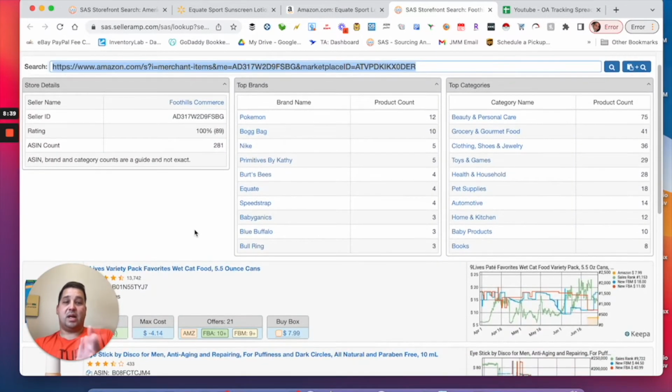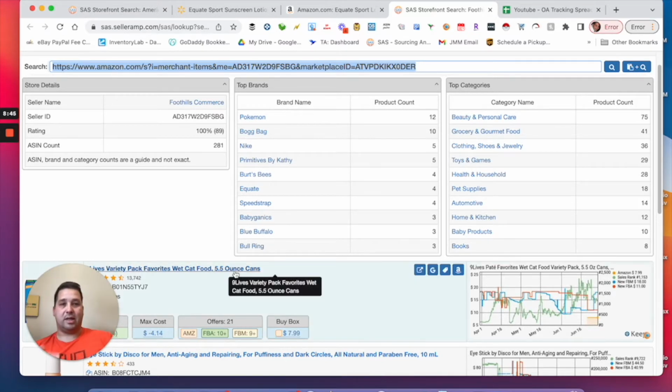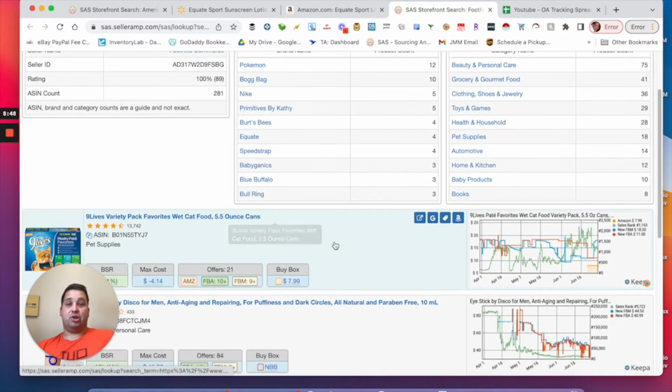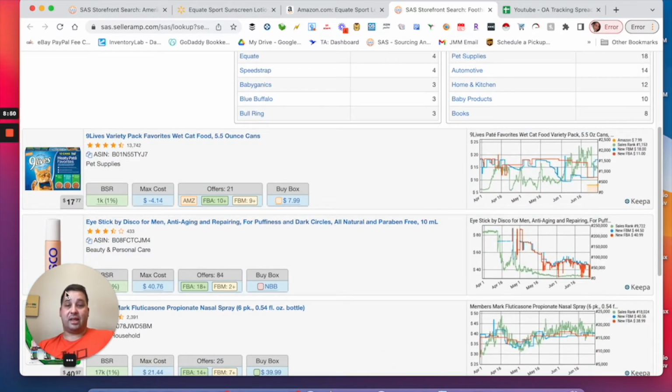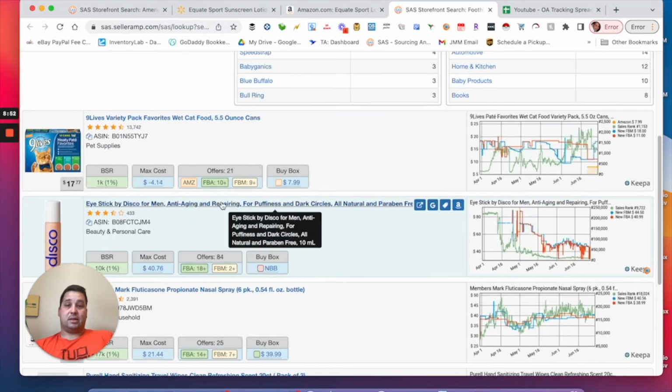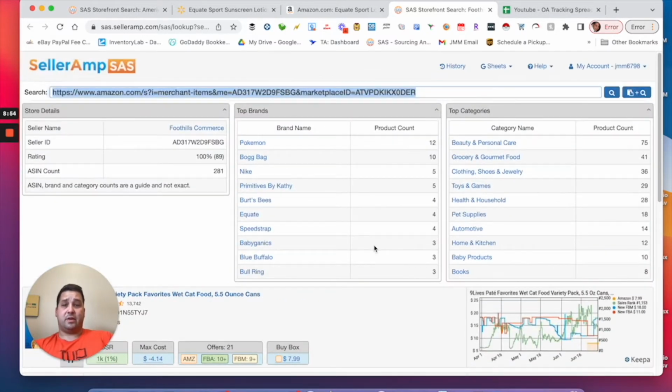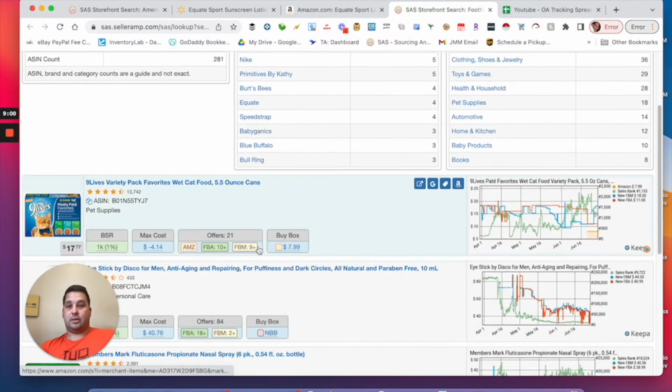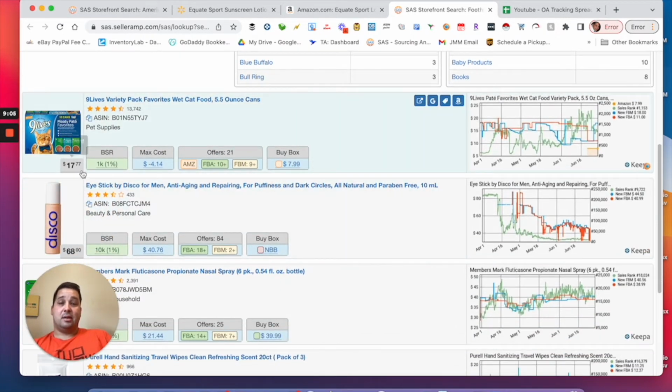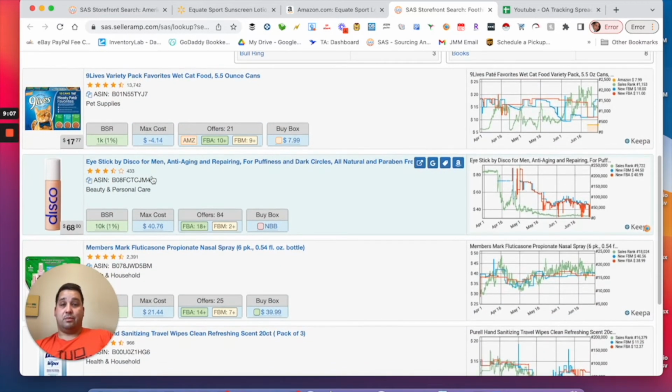So the important part of this is you kind of want to go quickly. You want to go quickly, but you also kind of want to take your time and make sure you are seeing everything that you need to. So in here, this is basically reverse searching. This is their store, Foothills Commerce. Yeah, there's really nothing to do about this. But this is what they're selling. So this is a breakdown here. This is the current Amazon buy box.